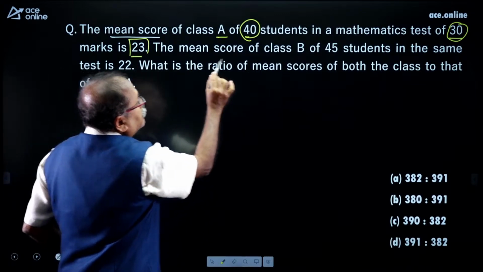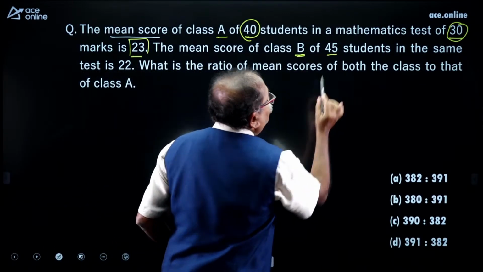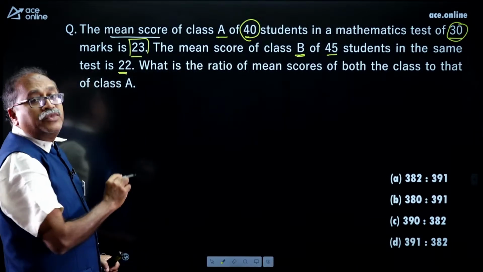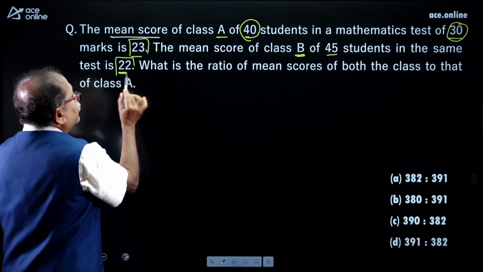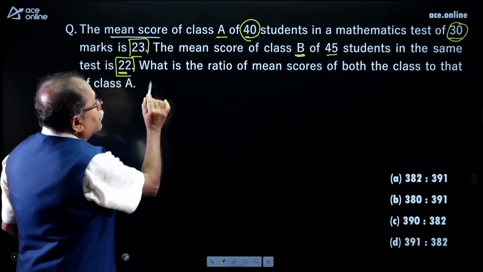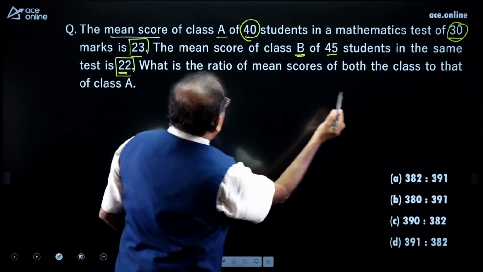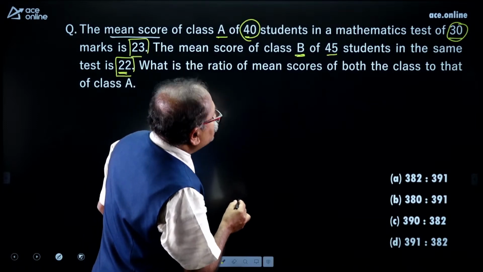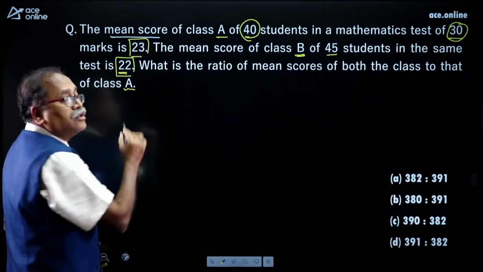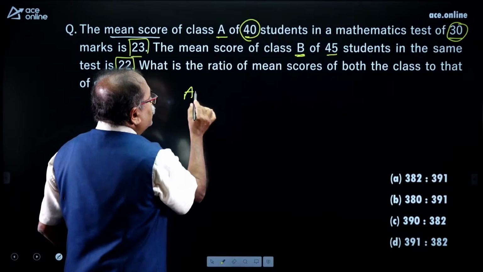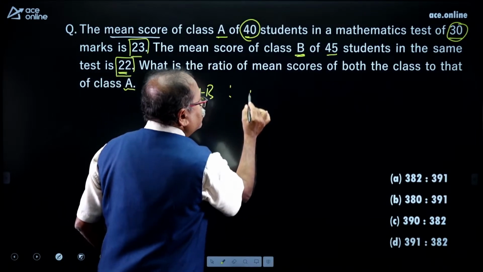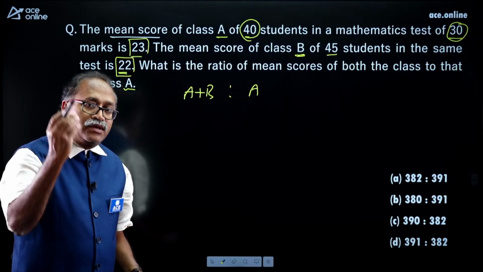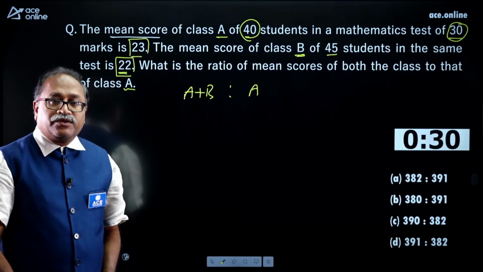The next one, the mean score of class B of 45 students in the same test is 22. In class A it is 23, in class B it is 22. What is the ratio of the mean score of both the classes to that of A? So that is both the classes, A plus B, is to A. That is what I need to work out. Can we think of it? I am giving 30 seconds to you.